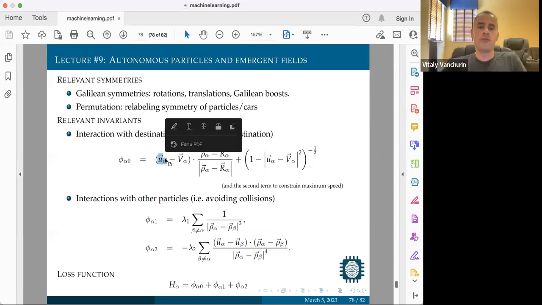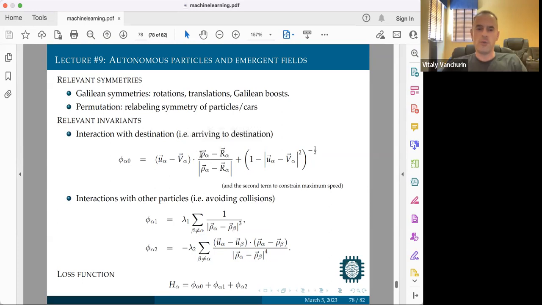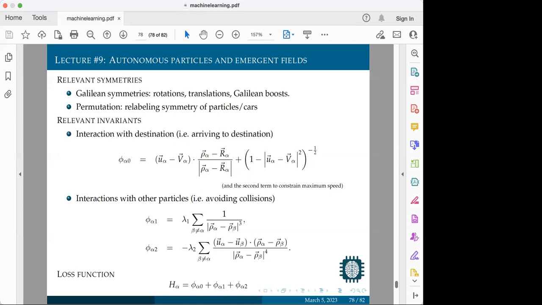U alpha? Yeah, so U is your velocity, right, of your car. V is the velocity of the destination, so it doesn't even have to be stationary. So everywhere we see U and rho, it's the velocity and position of a given car. And capital V and R are the velocity and position of the destination where you're trying to get. Okay, and then this makes up the loss function, and then you're assuming that similar invariants are learned by the perception system, so that's a given.